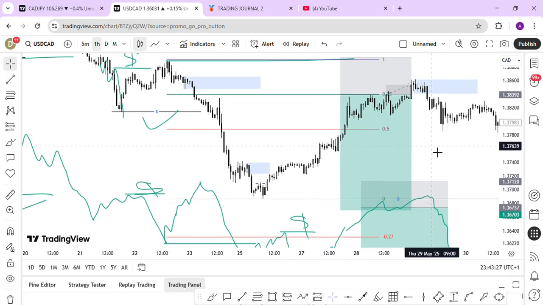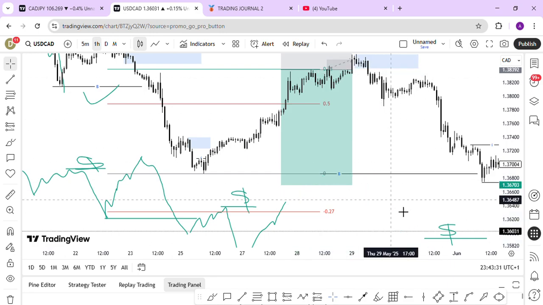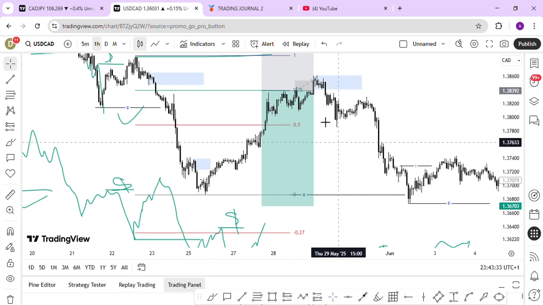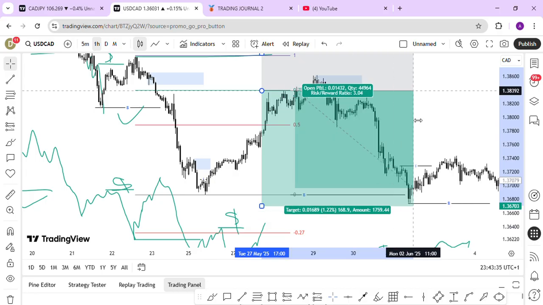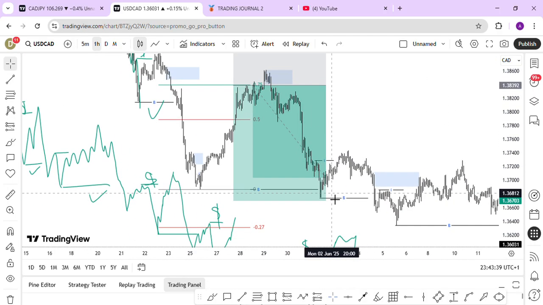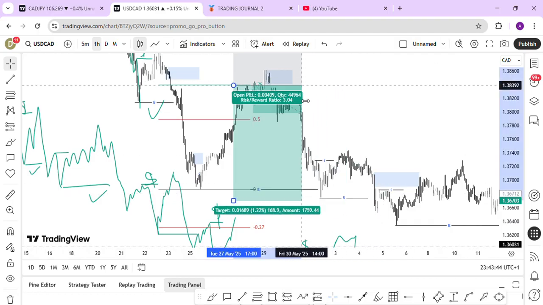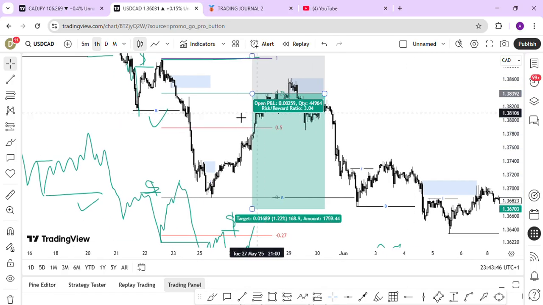As you can see, let me remove this. As you can see, the market actually hit our TP. Look at it. So we had a winning trade on this one because the market finally hit the TP. So we had the first win.